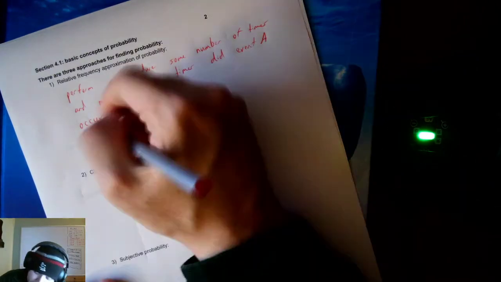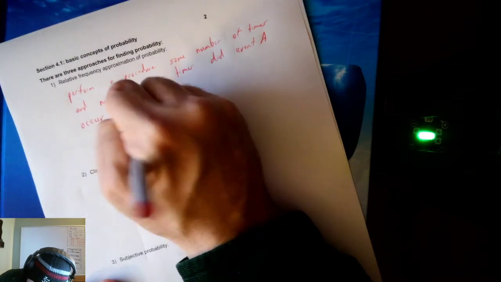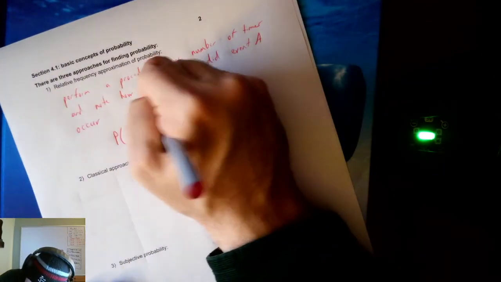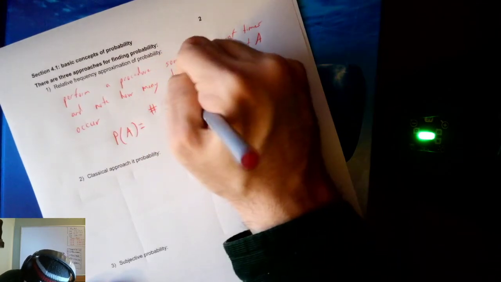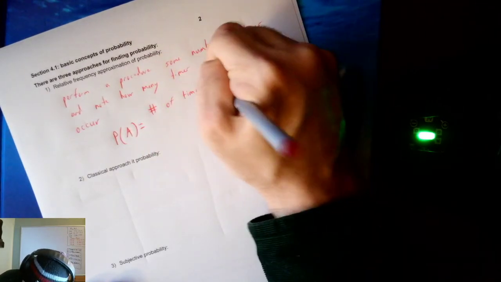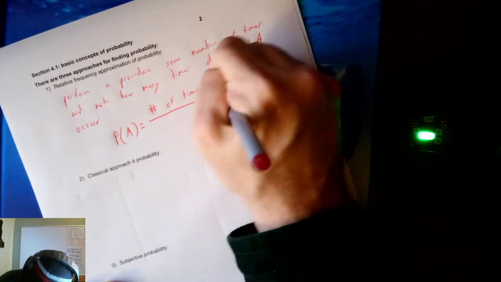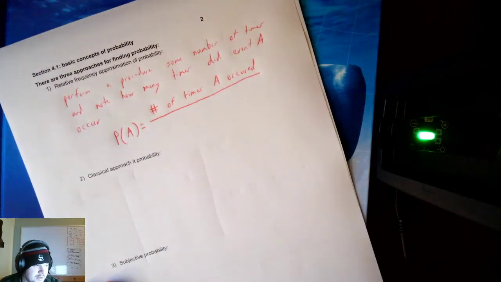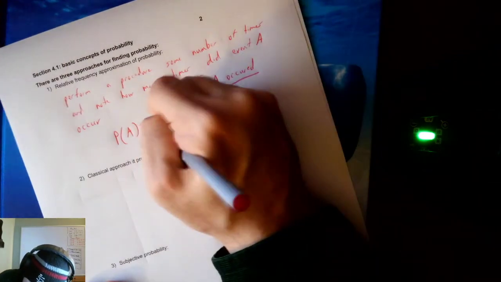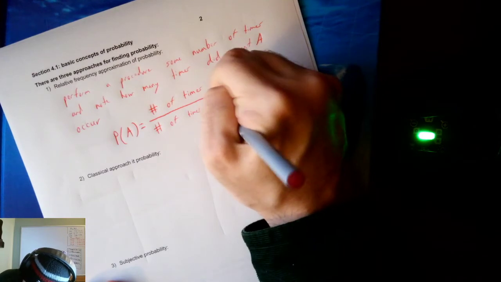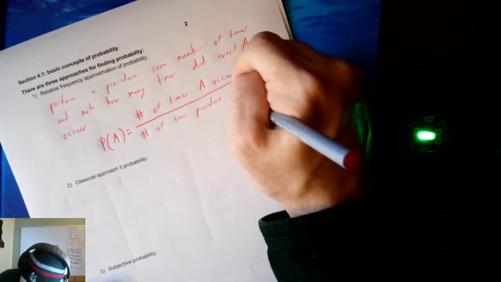And this has a formula with it. The probability of A is going to be equal to the number of times A occurred divided by the number of times the procedure was repeated, the number of times the procedure was done.